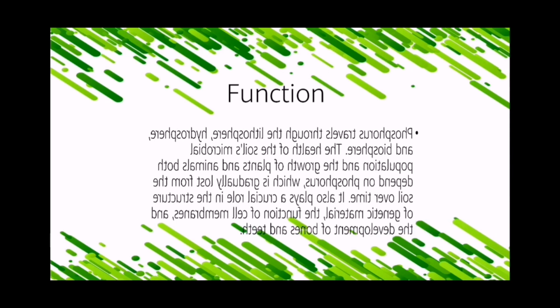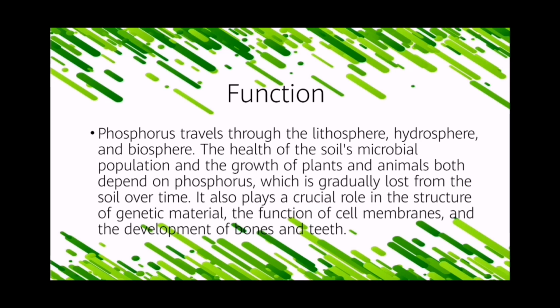Now let's move to the function of the phosphorus cycle. Phosphorus travels through the lithosphere, hydrosphere, and the biosphere. The health of the soil's microbial population and the growth of plants and animals both depend on phosphorus, which is gradually lost from the soil over time. It also plays a crucial role in the structure of genetic material, the function of cells, cell membranes, and the development of bones and teeth.